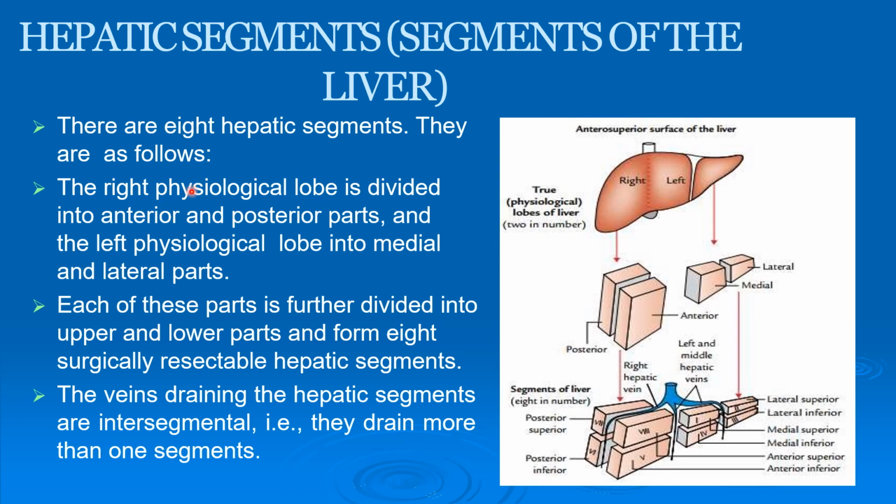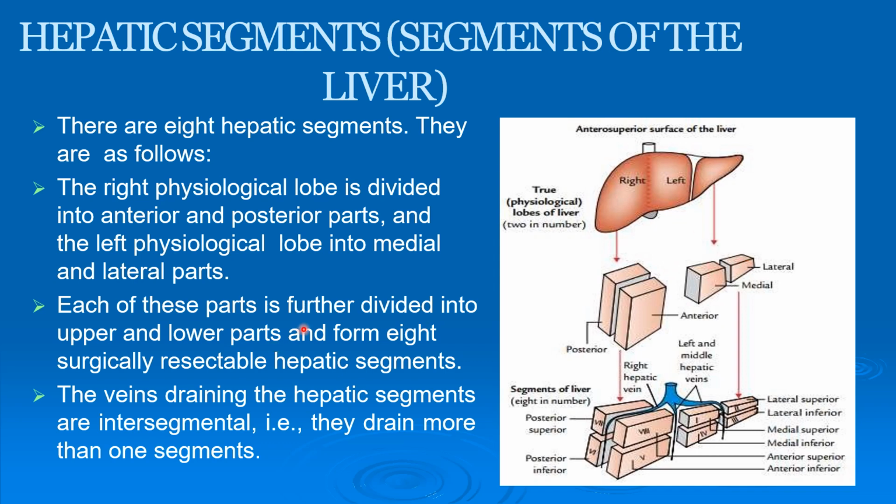The right physiological lobe is divided into anterior and posterior parts, and the left physiological lobe is divided into medial and lateral parts. Here you can see this is the right lobe. This is Cantlie's line. This is the right true lobe or physiological lobe, and this is the left true lobe or physiological lobe. These two lobes are divided into anterior and posterior, the right lobe, and the left one is divided into medial and lateral.